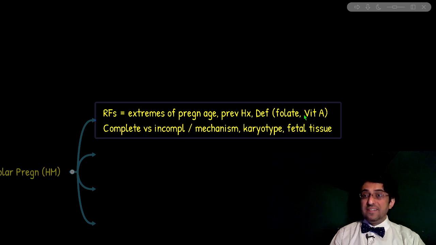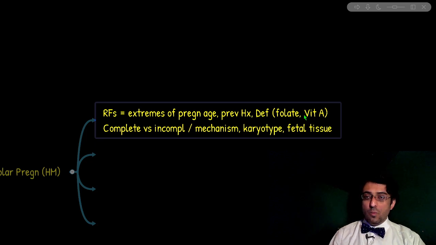If it was 46XX, we cannot say there were either one or two sperms that fertilized this inactive ovum, because one sperm can fertilize an inactive ovum and then undergo duplication of paternal chromosome.